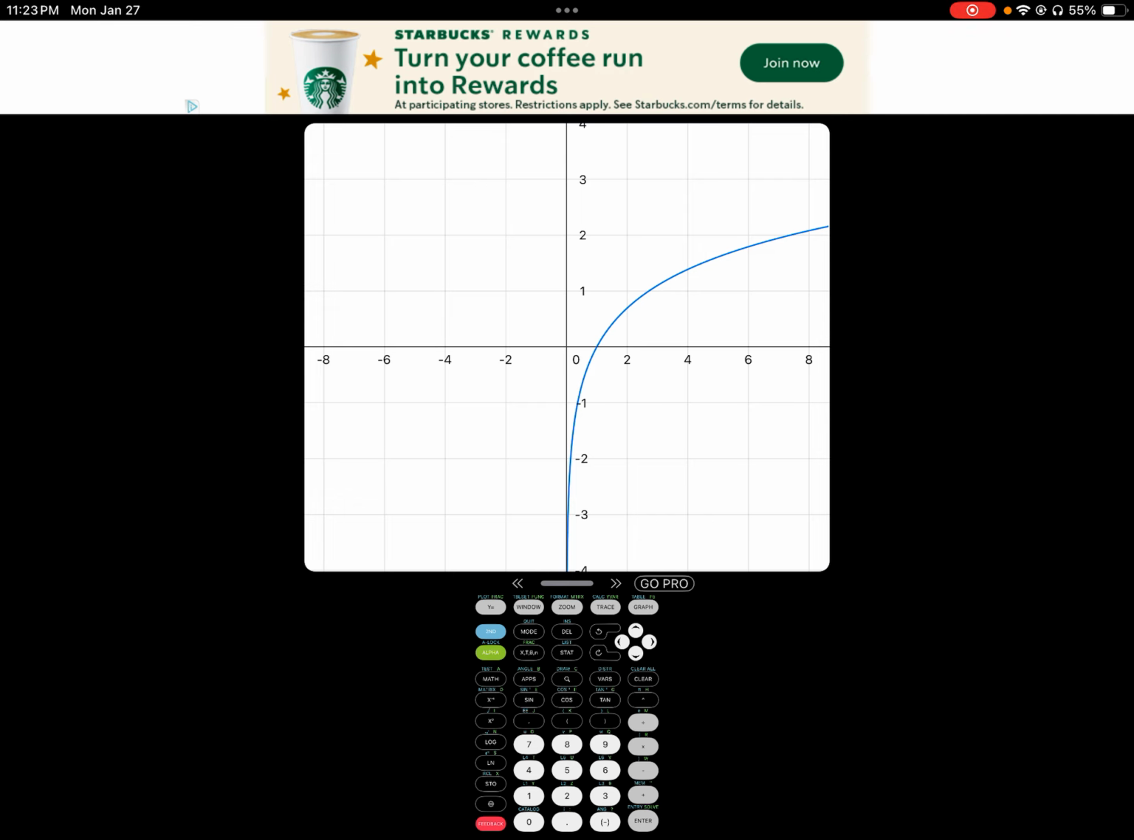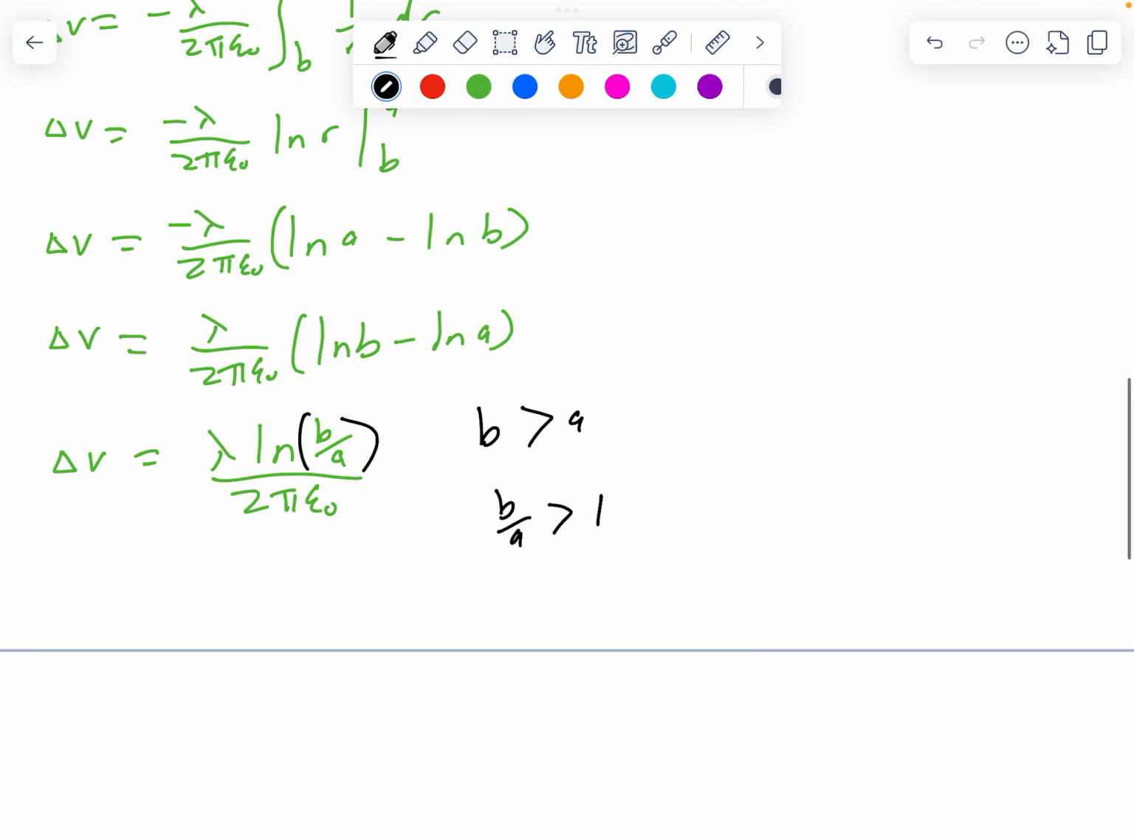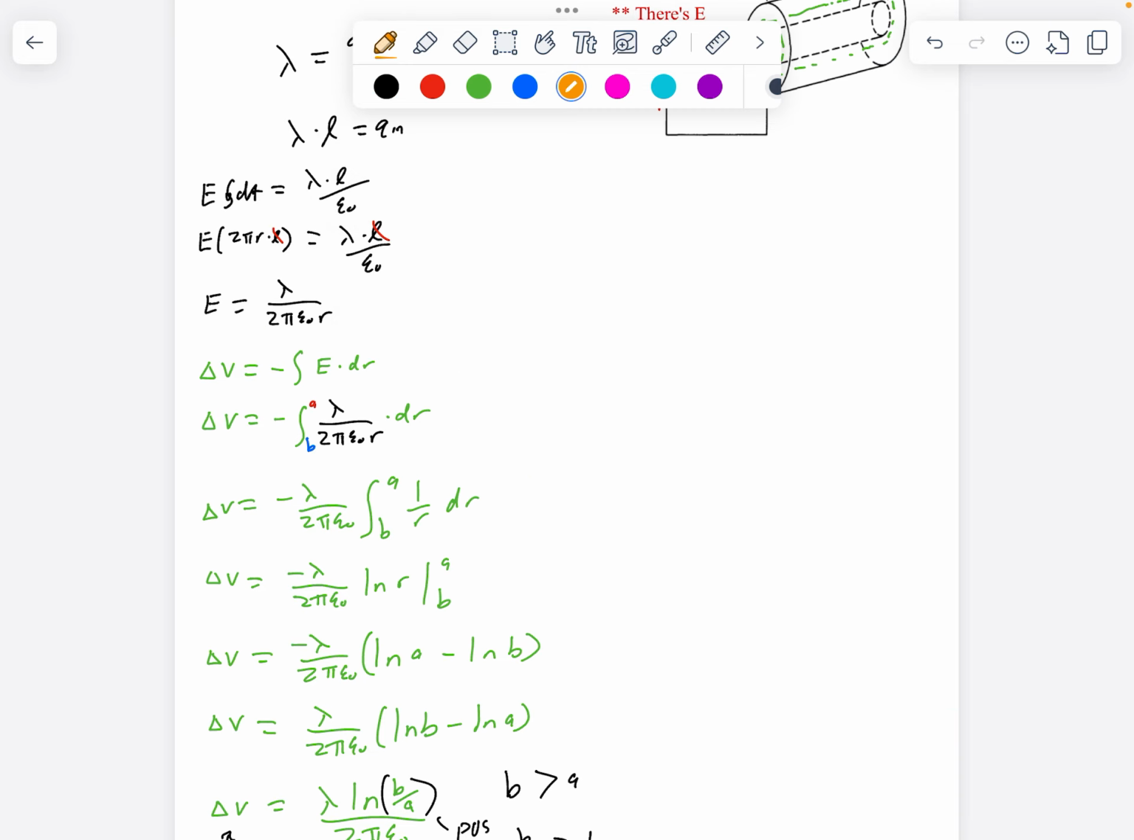Okay, so we've got B over A is greater than 1. This is going to be positive. So that's positive, which is exactly what we want. Okay, so now it's time for the capacitance. So let's take care of that.